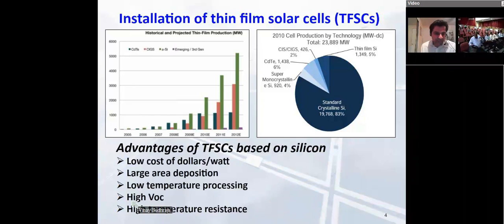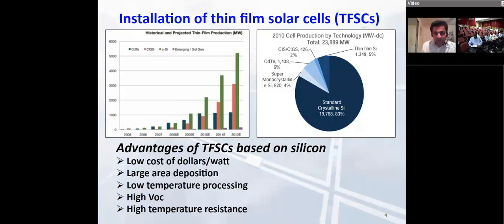That has one advantage. It has the high VOC because of the use of high band gap material, and it has high temperature resistance. It means that with the temperature, how the cell parameters vary. In crystalline silicon it happens more, but amorphous silicon and other thin film based solar cells have high temperature resistance.